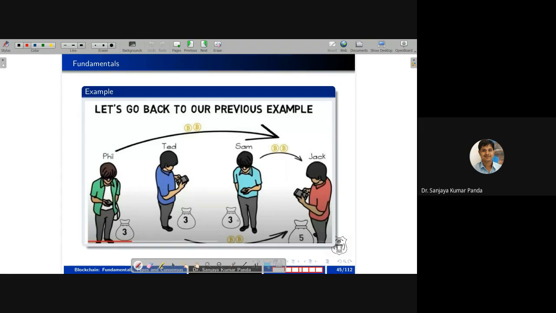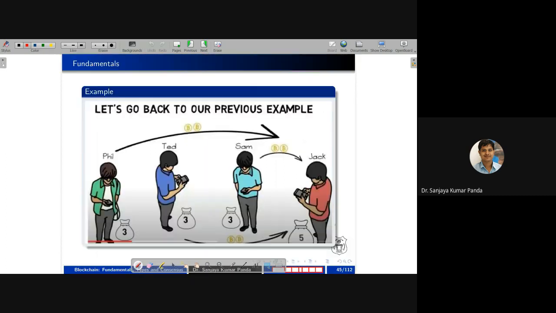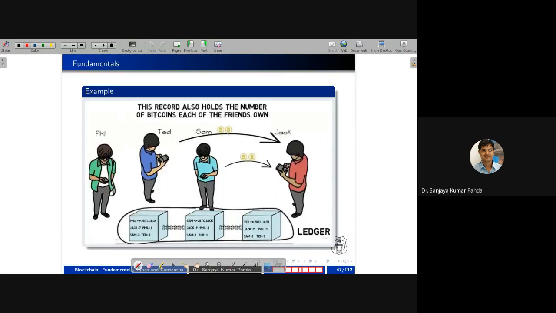So all of them are having 3 Bitcoin except Jack. Jack is having more Bitcoin. So here Phil transferred 2 Bitcoin to Jack. Initially, Jack is having how many Bitcoins? 5 Bitcoins. So when the transaction is successful, Jack is having 5 plus 2, total 7 Bitcoin. Right? So now the transaction is successfully saved.